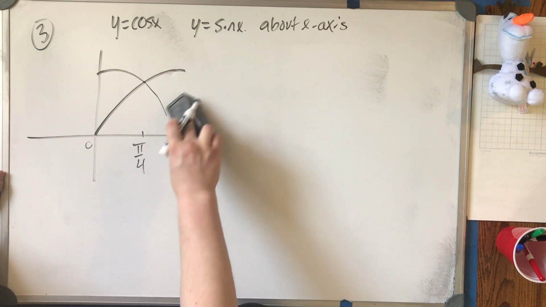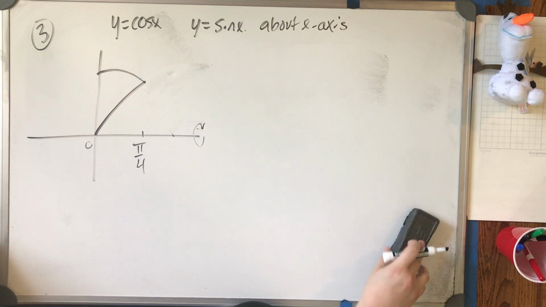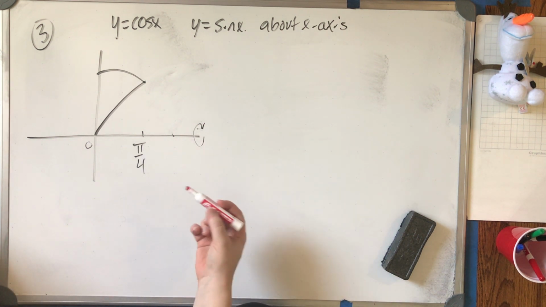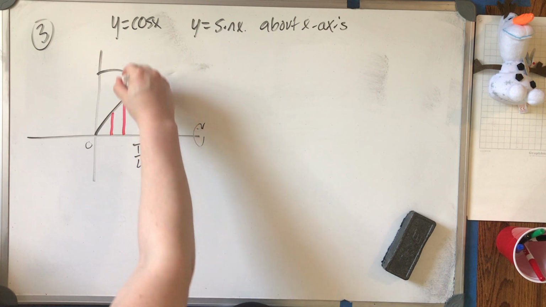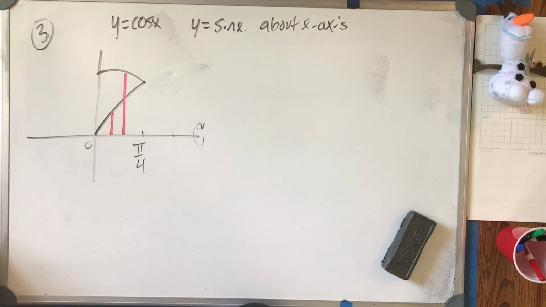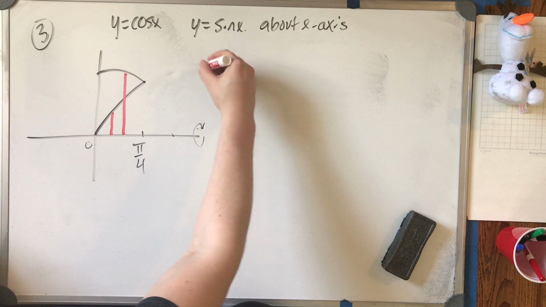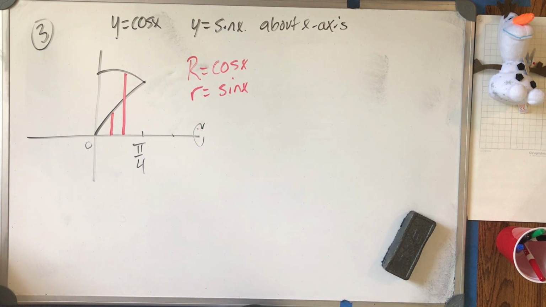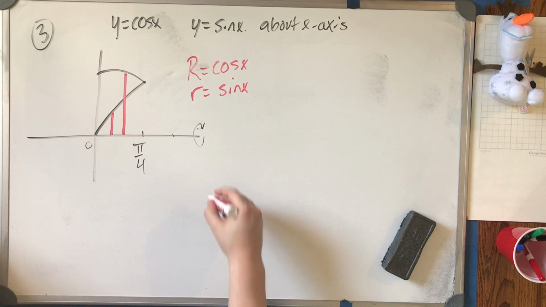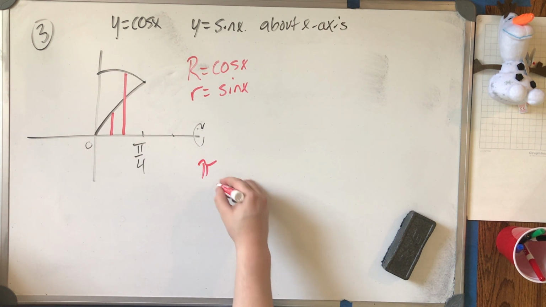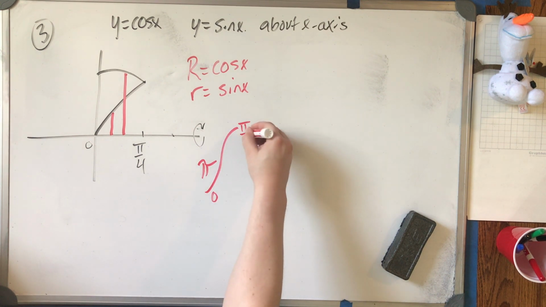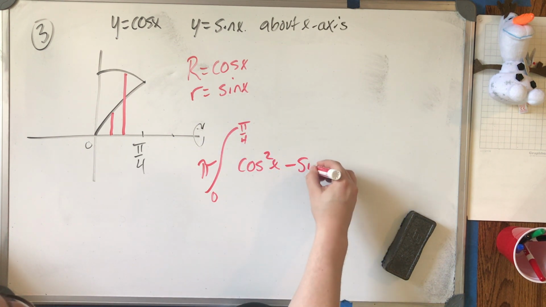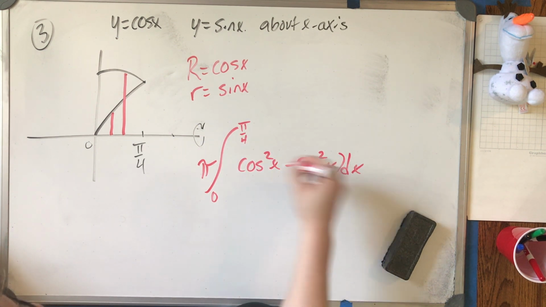So I'm just going to remove this extra stuff here so that I'm not getting confused by it. And what I need to do is go from the axis I'm rotating from, so right here, go up and up. And now I can very clearly see which one is big R and which one's little r. So big R is going to be the cosine equation, little r is going to be the sine equation. I already know my bounds are from 0 to pi over 4, so I'm going to do volume equals pi, integral from 0 to pi over 4 of big R squared, so cosine squared x, minus little r squared dx.